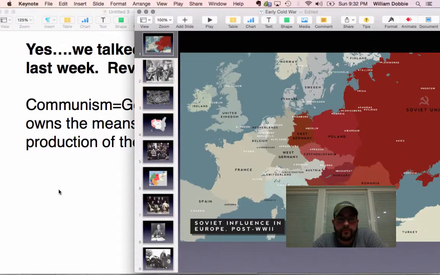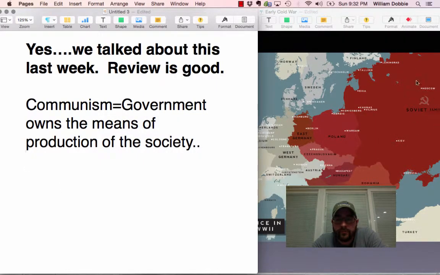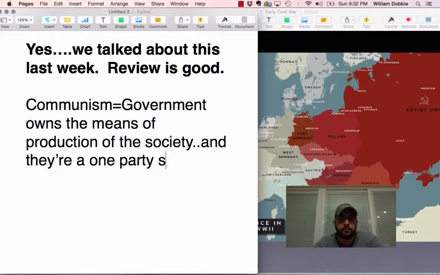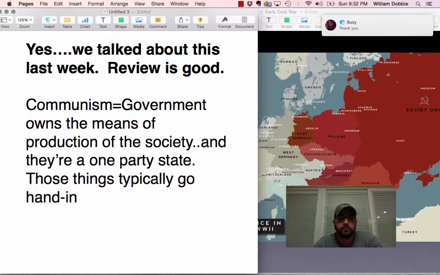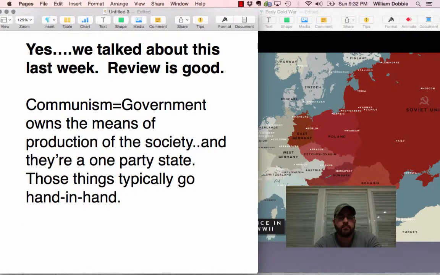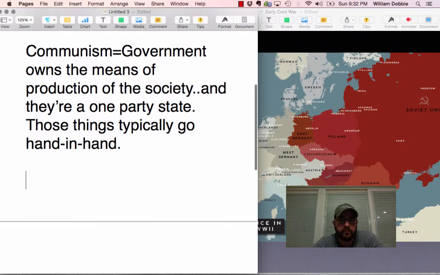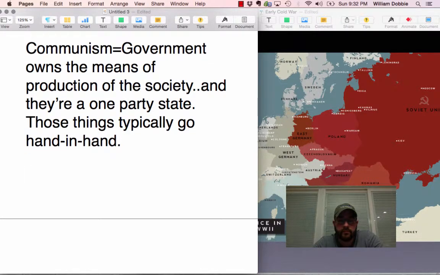The Soviet Union is a communist one-party state. So their economic ideology is that of communism, that the government should own the means of production of society. And politically, they're a one-party dictatorship. So this is not a situation where the communists just simply win elections, and that's why they're running the country. They are the only party in town.